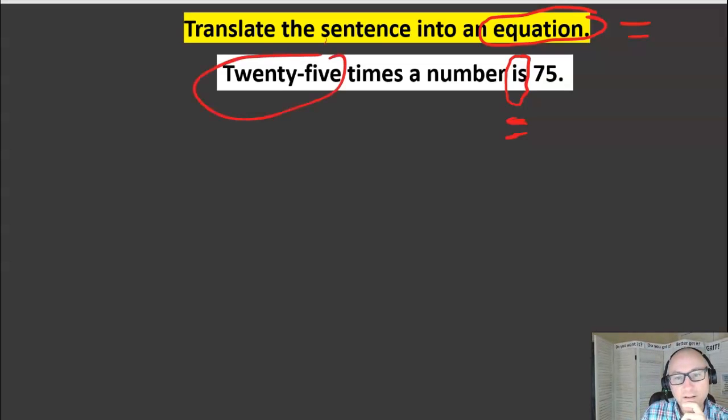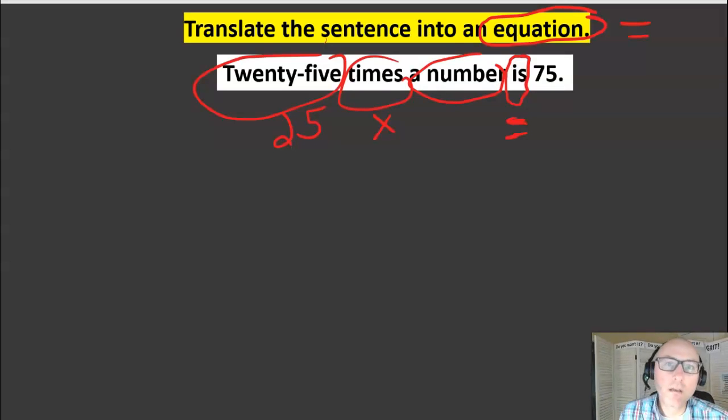And we know this "25" is this number 25, "times" means multiply, and "a number" can be any letter you want. A, B, C, D, E, F, G, H, I, J, K. Sounds good to me. So we're going to use K this time. And "is" is equals, and then 75. 75, just drop it like it's hot. So we rewrite this whole thing together.